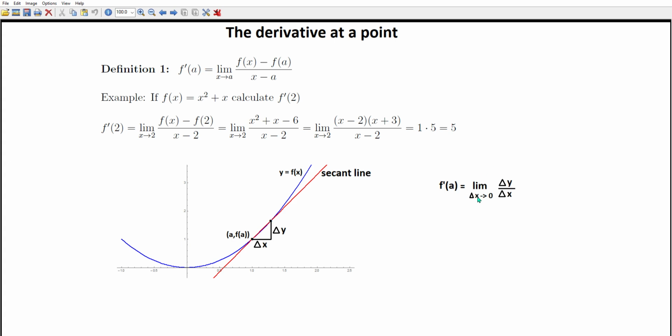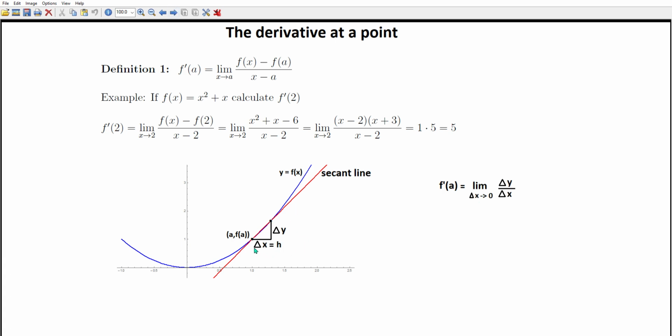And we're now writing that as the limit as delta x goes to 0 of delta y over delta x. Here's your slope. As we slide this point down, delta x goes to 0. That's going to be the slope of the tangent, or our derivative. Now, however, we're going to calculate delta x and delta y a little differently.